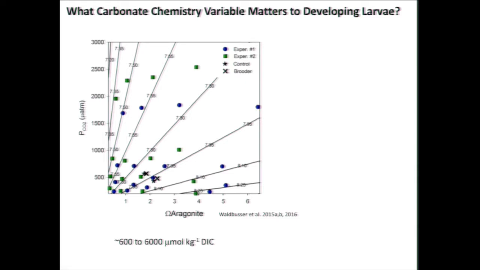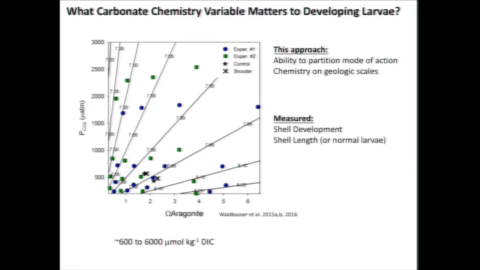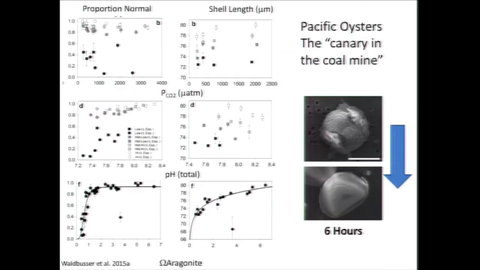You'll notice this is from one of several experiments we did. These are different treatment conditions we generated, 2 different experiments, so we can create a pCO2 that's fairly constant over a wide range of aragonite saturation, and vice versa, and these lines are lines of equal pH. And so what we did then with the bivalve larvae is measure several things. I'm going to show you primarily the shell development and shell length of the normal larvae in these experiments.